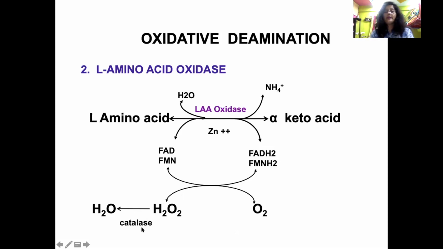Now if we compare the efficiency of L-amino acid oxidases with the D-amino acid oxidases, its concentration is low. Moreover, glycine and dicarboxylic acid cannot be acted upon by this enzyme. So the role of L-amino acid oxidases in oxidative deamination is significantly low as compared to D-amino acid oxidases.